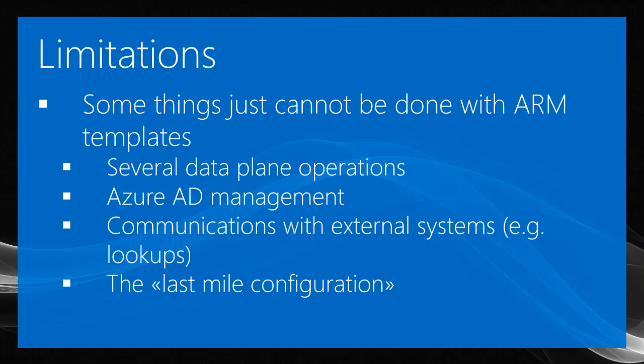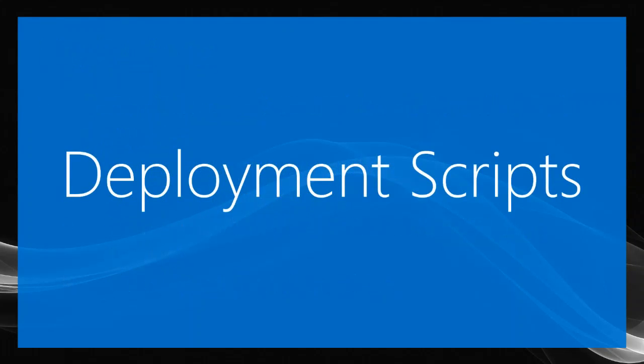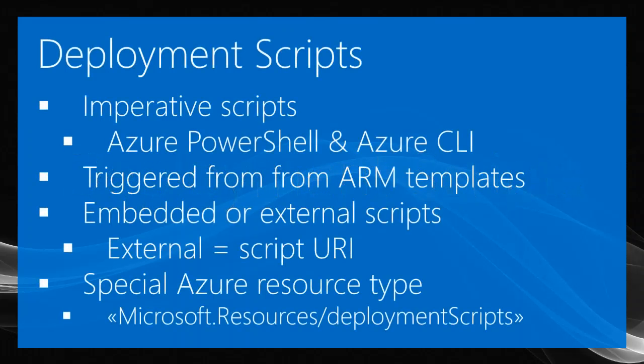It's very hard. And this is what we summarize as the so-called last mile configuration. Because ARM templates might not be enough to really fully configure your service, we need that last mile configuration, and this is exactly where deployment scripts might be a good addition to your ARM templates. So what are deployment scripts? Deployment scripts are actually imperative scripts, and these imperative scripts, at least today, can be PowerShell scripts or Azure CLI scripts, depending on your needs, right?